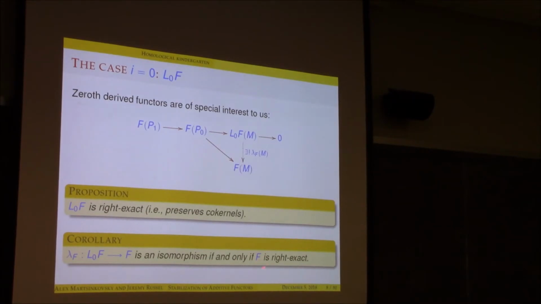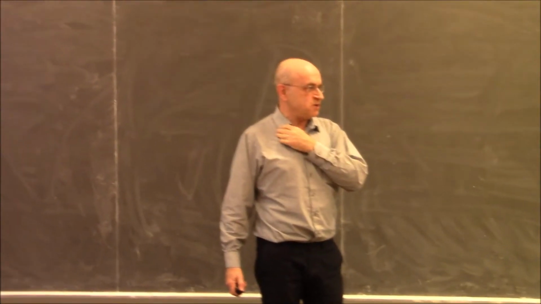And if F is right exact, well, then this slanted arrow, what will that be? Well, that's the co-kernel. If it's right exact, it preserves co-kernels, and M is the co-kernel of P1 to P naught. So you're talking about the natural transformation between two co-kernels. It must be an isomorphism. So that's all basic. I'm sorry if I disappoint you. I'm telling you basic things that should be taught to undergraduates.